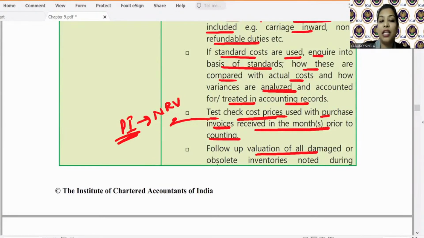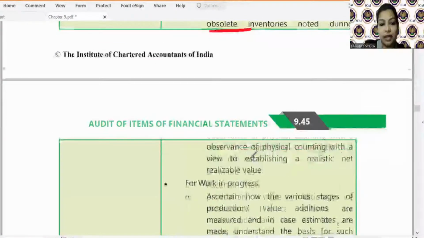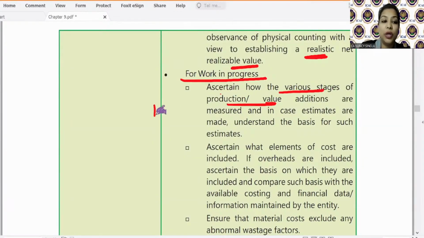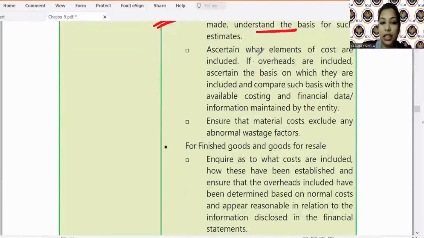And with respect to the valuation of damaged, obsolete inventory, auditor will verify whether these are valued at what? The realistic net realizable value. Okay. For work in progress, ascertain how the various stages of work in progress have been calculated. What are the estimates? If estimates are used, then try to understand that. What elements of costing are included? If overheads are included, then overhead should not come.